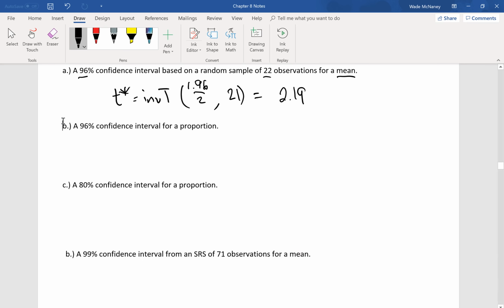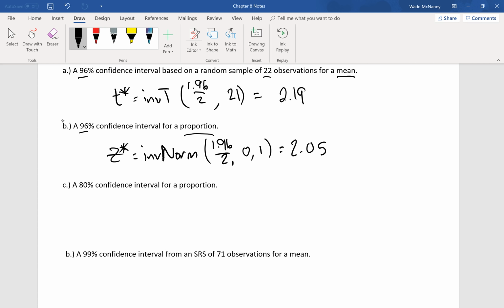Okay, moving on to letter B. Again, still a 96, but this time we're talking about it for a proportion. So this one is going to be a Z star value. We're going to be doing inverse norm. My area to the left is still going to be 1.96 divided by 2. My mean for Z's is 0, and my standard deviation is 1. So again, going to that distribution menu, inverse norm, 1.96 divided by 2, 0, and 1 gives me a Z star critical value of 2.05.